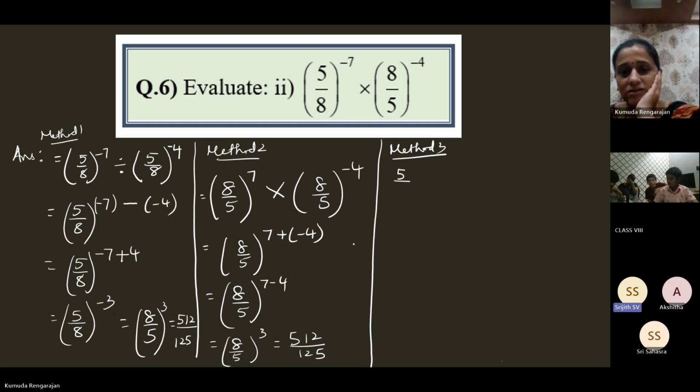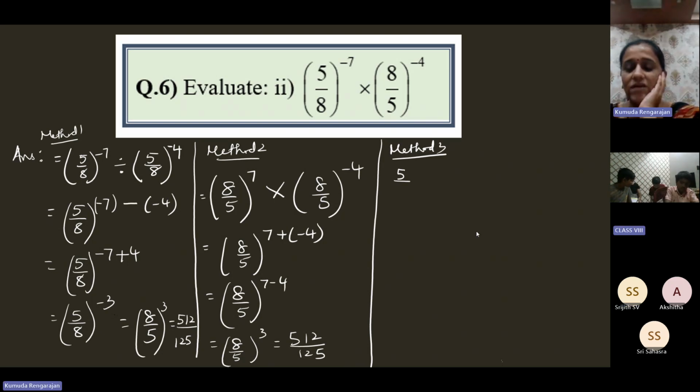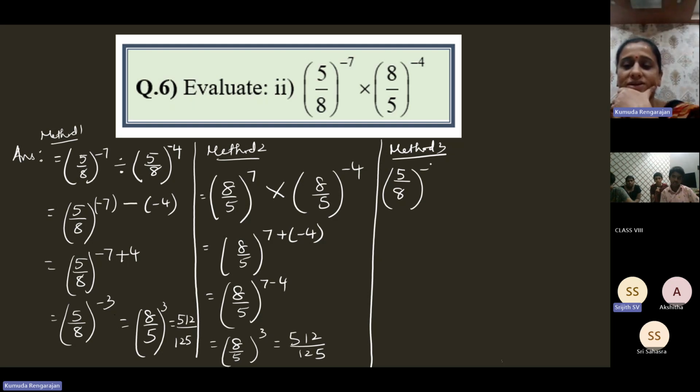I'll take the reciprocal. You want the base as 5 by 8, right? Just make a decision first. Do you want the base as 5 by 8 or 8 by 5? 5 by 8. Okay, so 5 by 8. The first one is already 5 by 8, so don't disturb that. Write it as it is.